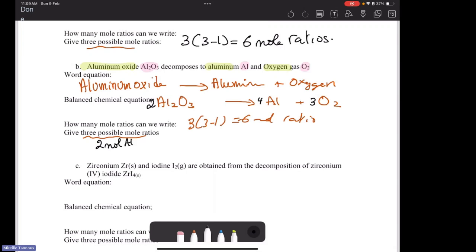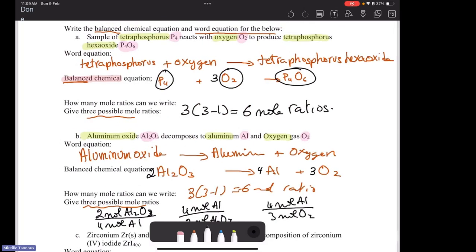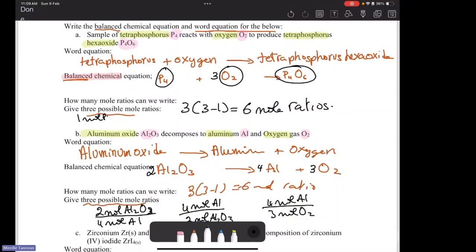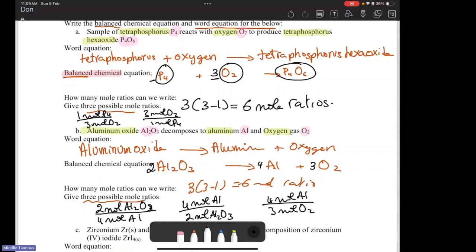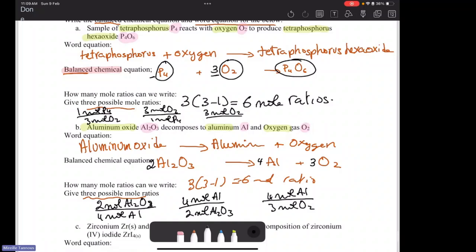2 mole of Al2O3 over 4 mole of Al. Now I'm going to reverse it. 4 mole of Al over 2 mole of Al2O3. And I'm going to write 4 mole Al over 3 mole of O2. For the previous question, I'm going to write 1 mole of P4 over 3 mole of O2. I'm going to reverse it, 3 mole of O2 over 1 mole of P4. I'm just reading the numbers from here. And let's say 3 mole of O2 over 1 mole of P4O6.